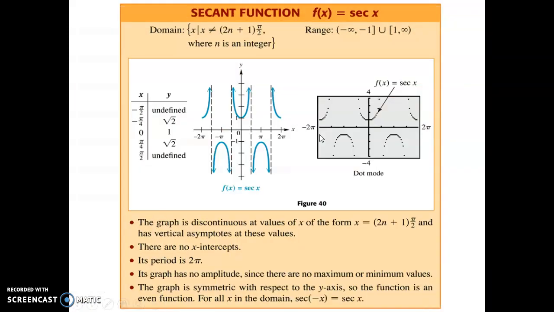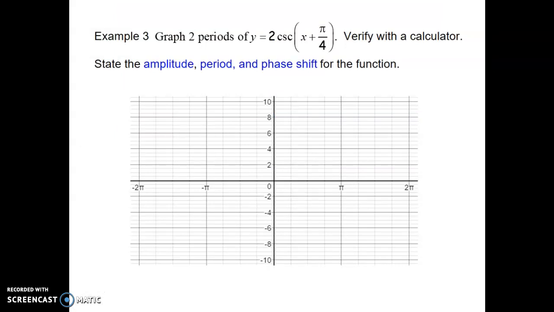All right, to graph the other ones, we would do very similar things as we did for the sine and cosine. The only thing we have to be careful about is the vertical asymptotes, okay? So when I go to graph these, I just have to be mindful of those vertical asymptotes and where those occur. So this is going to be section 4.6.